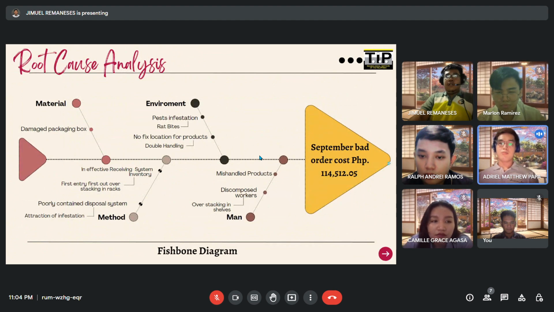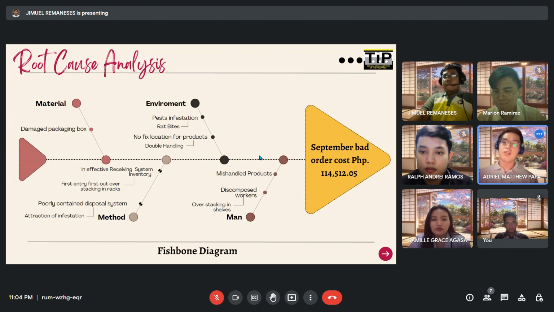For the root cause analysis, we used a fishbone diagram to identify the contributing factors to the main problem and how they affect the company. The head of the fishbone diagram reveals that the bad orders in September resulted in costs totaling 114,512.05 pesos. Their inefficient method caused them to overlook material handling procedures. By the time the worker arranges the products by expiration date, the product is practically expired. They don't have a strict protocol for inspecting or cleaning their waste disposal system, leading to a rat infestation in their warehouse.